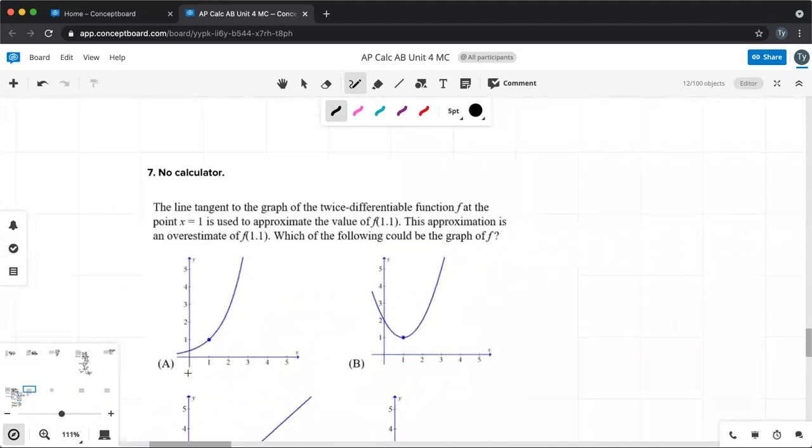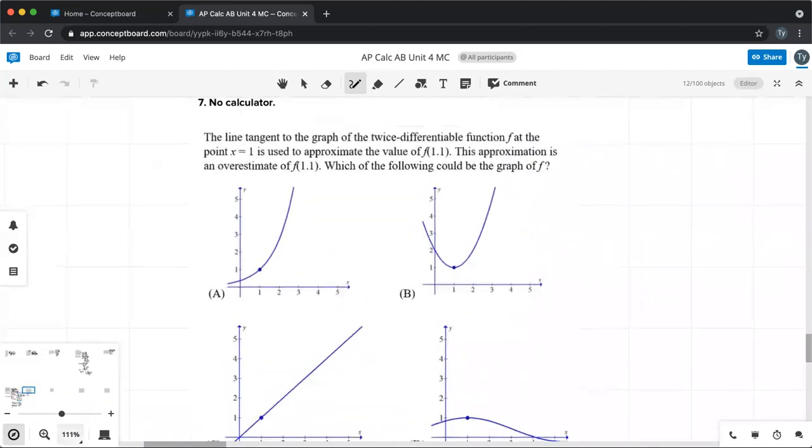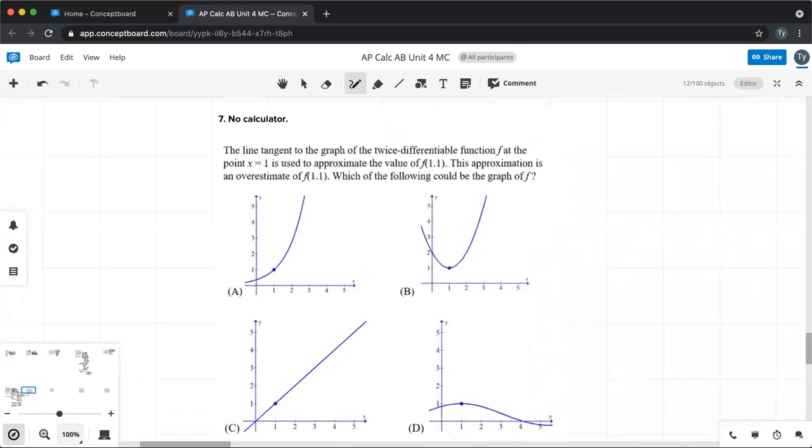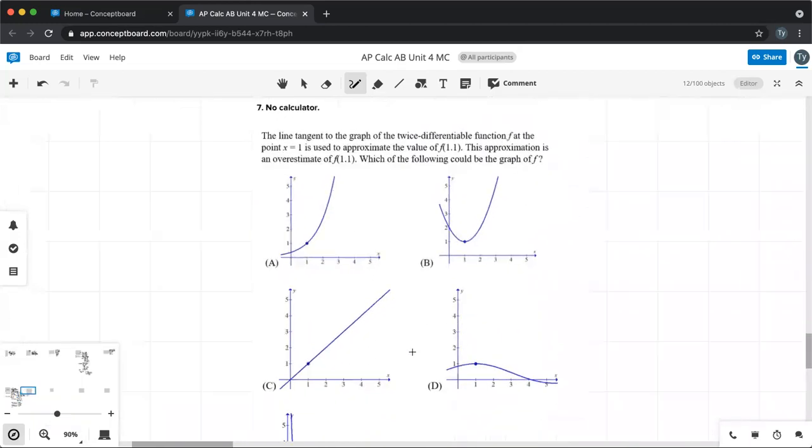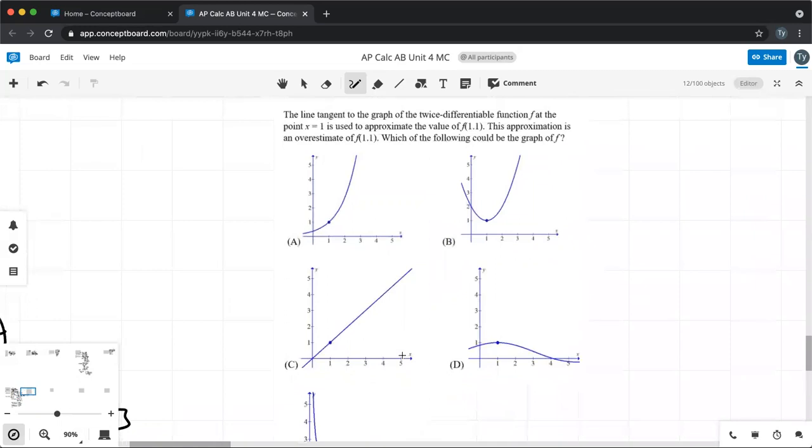All right, but this one is a lot quicker. Let's actually zoom out a little more. The line tangent to a graph of a twice differentiable function f at a point x equals 1 is used to approximate the value of f of 1.1. This approximation is an overestimate. They are telling us this: the approximation that we used using the tangent line is an overestimate.